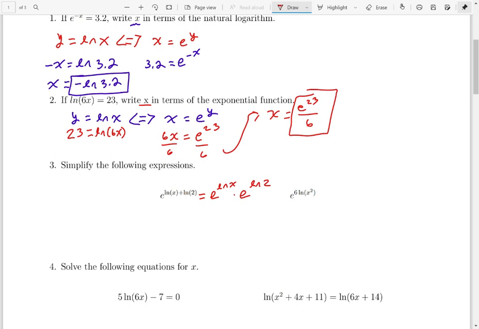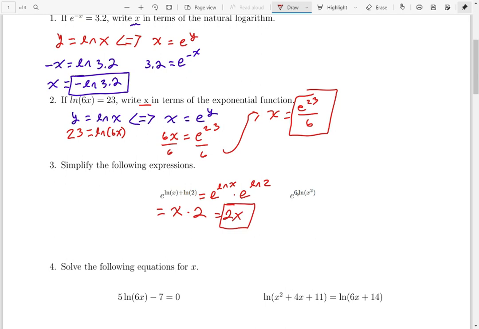Okay, but why did I do that? Because then recall that e raised to the natural log of something is something, whatever that something is. And so e to the natural log of x, that's going to be the same thing as x. And then if I have e raised to the natural log of 2, that is specifically just going to be 2. And so my answer is 2x. So I've simplified that as much as possible.